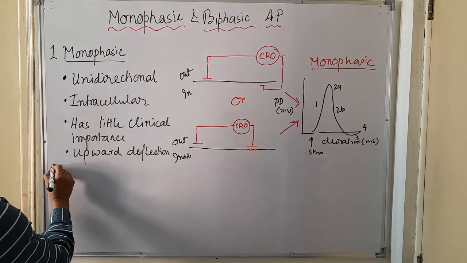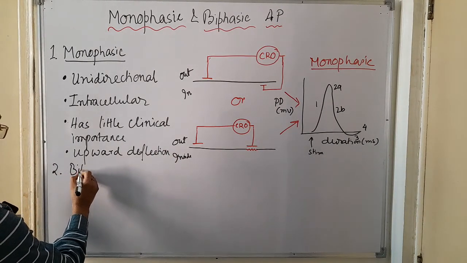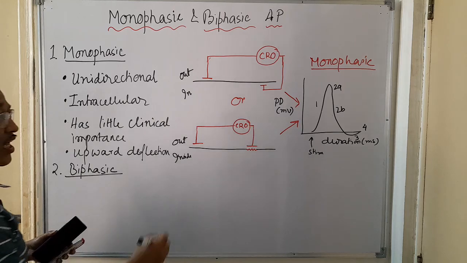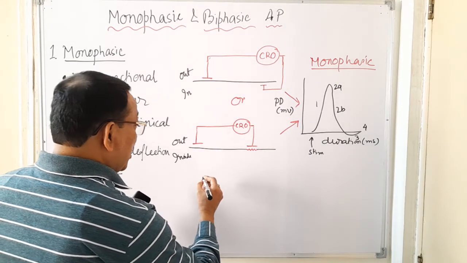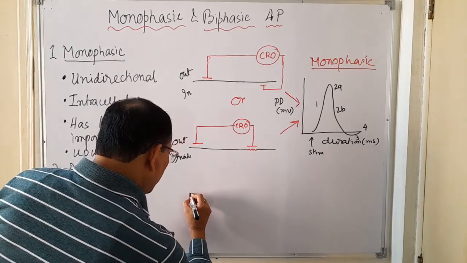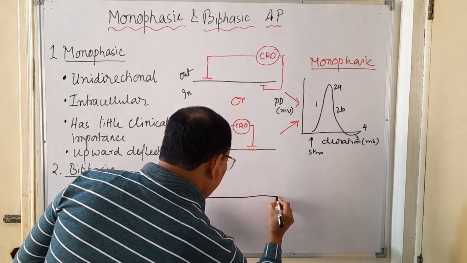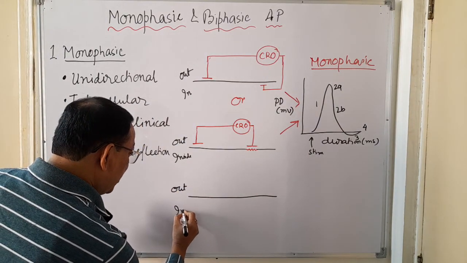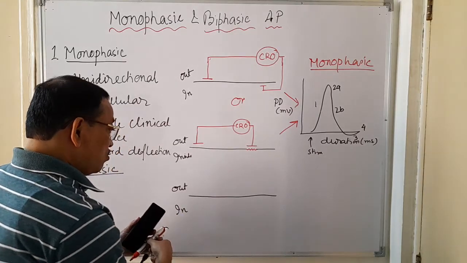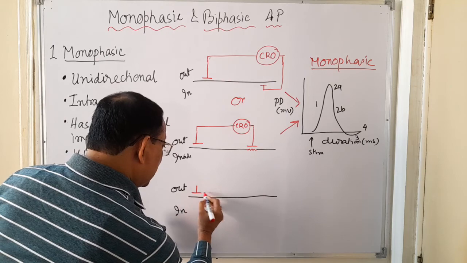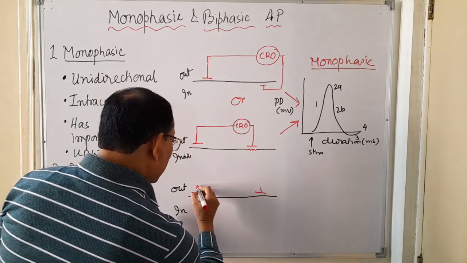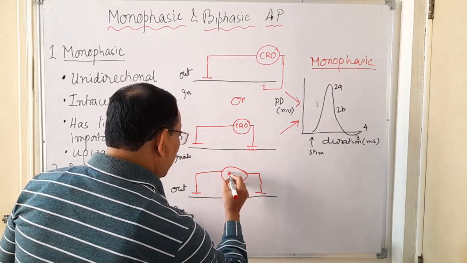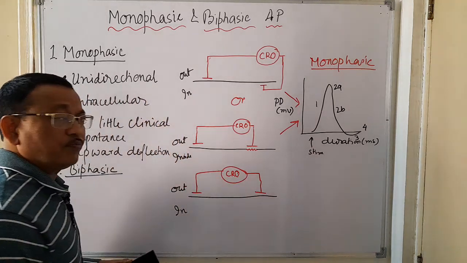So next one is the biphasic action potential. What is this biphasic action potential? Biphasic action potential is the action potential which can be recorded if two electrodes are placed on the cell membrane. So here you see the cell membrane, outside and inside, and both the electrodes are placed on the healthy side of the cell membrane, connected to the cathode ray oscilloscope.